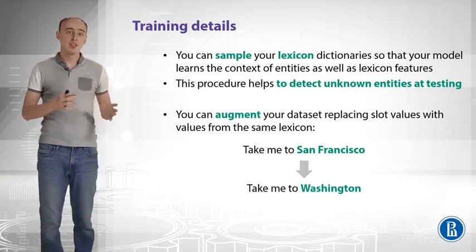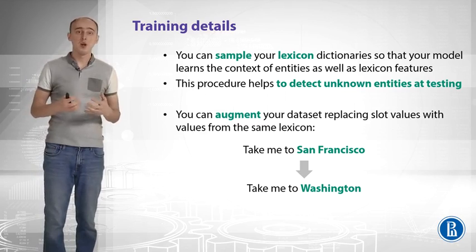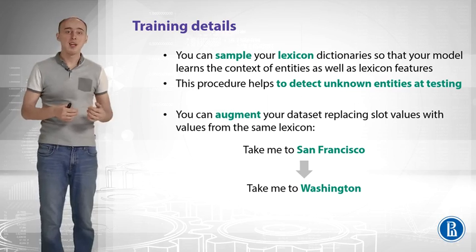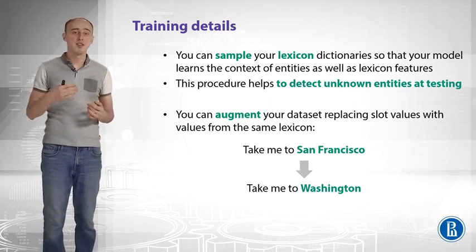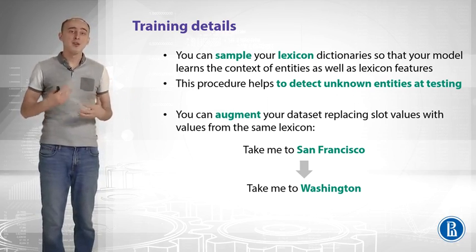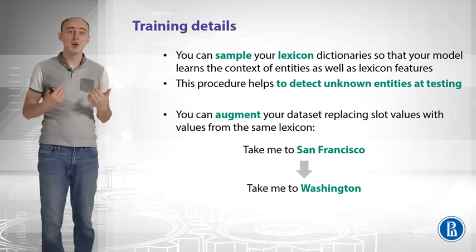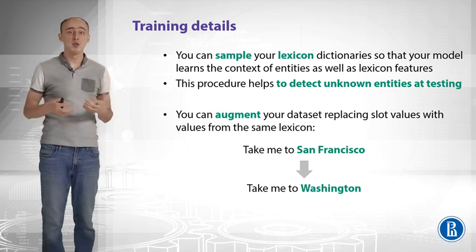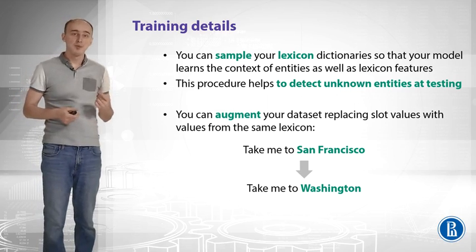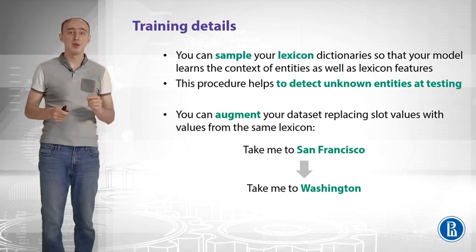You can sample your lexicon dictionaries so that your model learns not only the lexicon features, but also the context of the words. Let's say, when I say "take me to San Francisco," that means that the word that comes after the phrase "take me to" is most likely a to-slot. And we want the model to learn those features as well, because in the real world we can see entities that were not in our vocabulary before, and our lexicon features will not work. So this sampling procedure actually gives you an ability to detect unknown entities during testing. So this is a pretty cool approach.